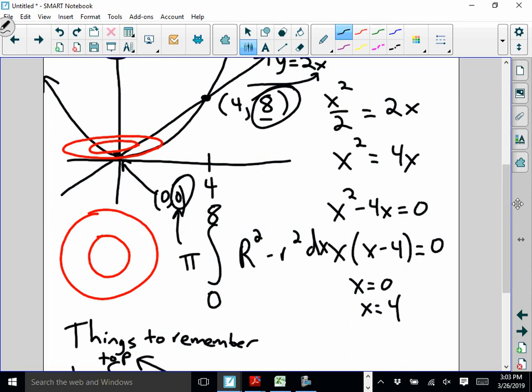We can tell by inspection here that the big radius is going to tie to this function, which is y equals x squared over 2. And the little radius is going to tie to this function, which is y equals 2x. The problem here is that, since we're integrating along the y-axis, we have to solve for x, so our function is in terms of x equals something y.